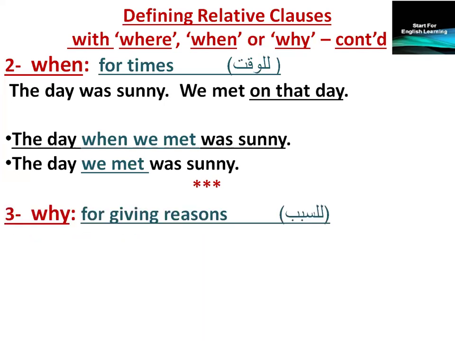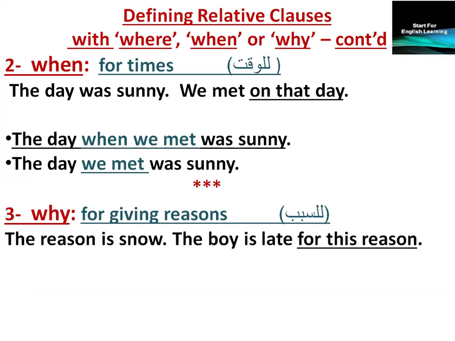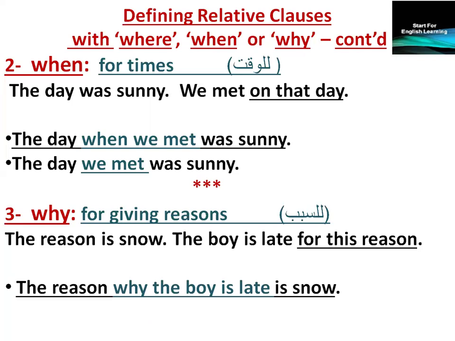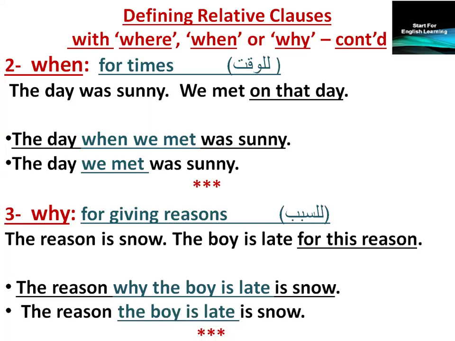Why. Why is used for giving reasons. The reason is no. The boy is late for this reason. For this reason refers to giving a reason. So we use why. The reason why the boy is late is no. We can remove why, and it's going to be: the reason the boy is late is no.